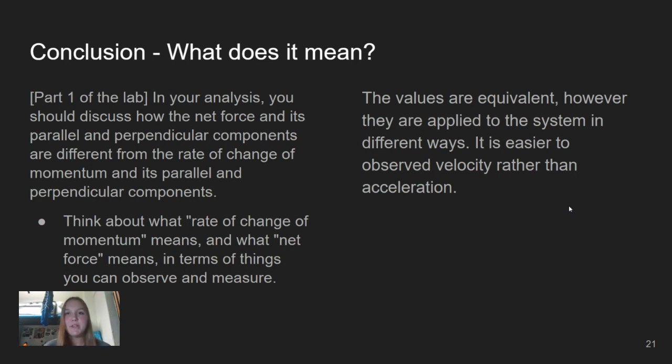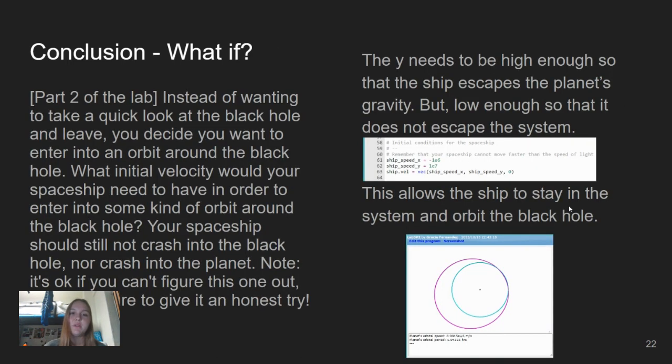What if, instead of wanting to take a quick look at the black hole and leave, you decide you want to orbit around the black hole? What I needed to change with my initial velocities was to set my y high enough so that the ship escapes the planet's gravity, because it's the start of the orbit, so it needs to be basically straight. But it has to be low enough so that it doesn't fly out of the orbit and shoot out and lose the system.